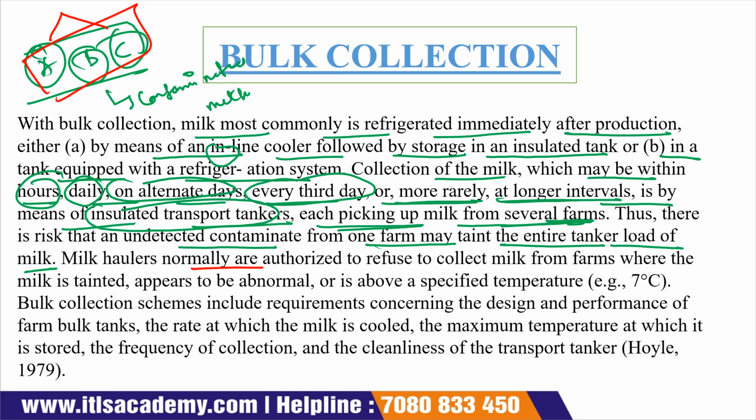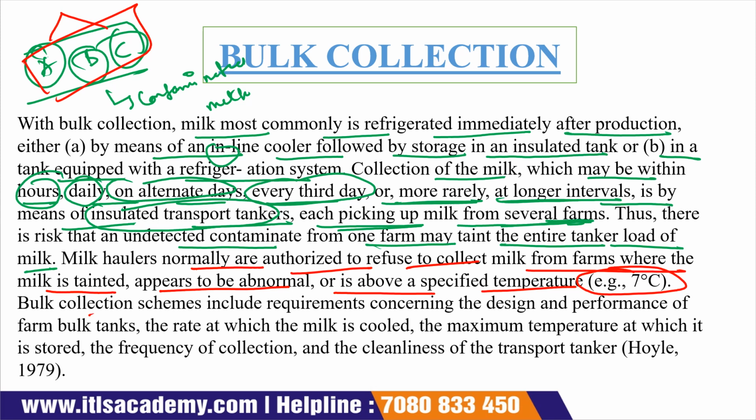Milk haulers are normally authorized to refuse to collect milk from a farm where the milk is tainted, appears abnormal, or is above a specific temperature, that is 7 degrees Celsius. So you can reject the milk if the milk collected from a farm is tainted, appears abnormal, or is stored above 7 degrees Celsius.